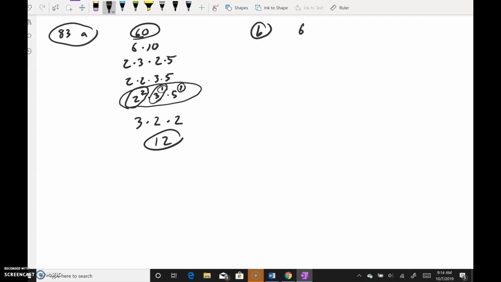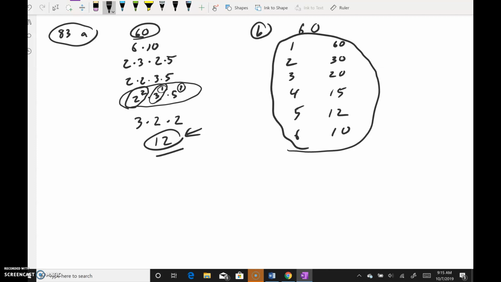Part B is to list all the pairs of factors, all the numbers that are factors of 60, and to show that it is in fact 12 of them. So we have 1 times 60 and 2 times 30. Notice they come in pairs. 2 divides into 60 30 times. 30 divides into 60 2 times. We have 3 times 20, 4 times 15, 5 times 12, 6 times 10. And these kind of count themselves. 1, 2, 3, 4, 5, 6. That's 6 of them. Here's 6 more. That's the 12 factors of 60 that we predicted here. And we're done.